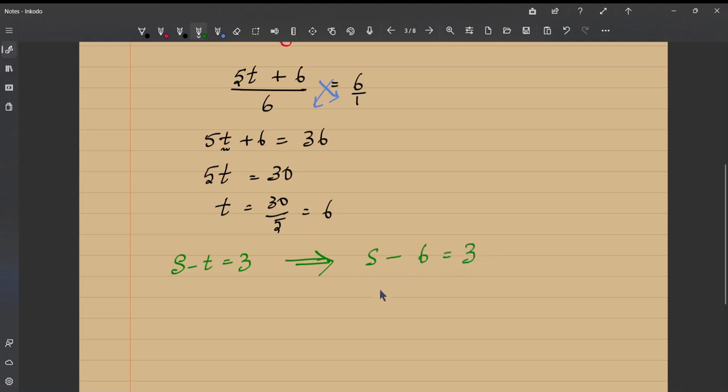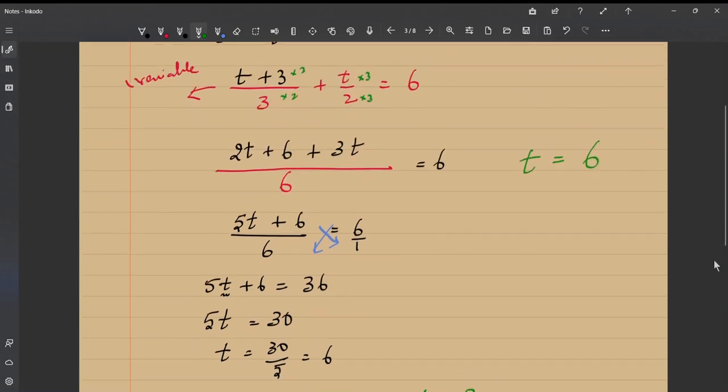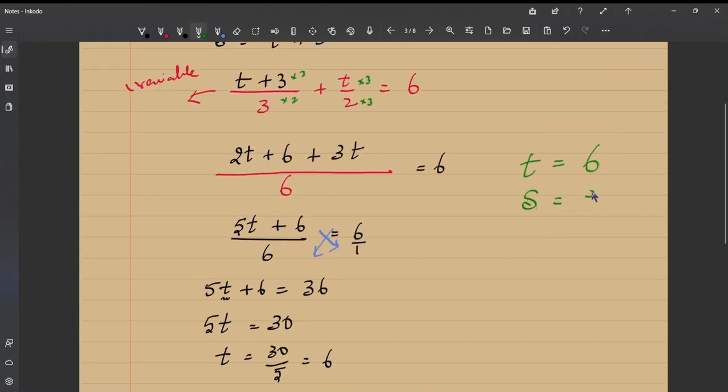So, what is your s? Though we can guess now, let us do the steps properly. 3 plus 6, which is equal to 9. So, we now have both the values, s is equal to 9 and t is equal to 6.